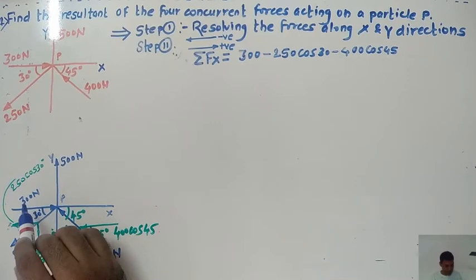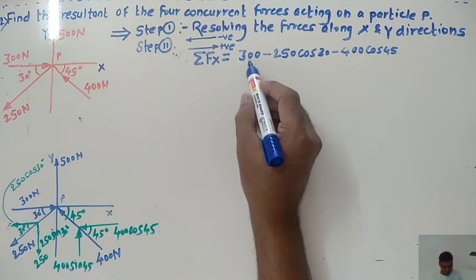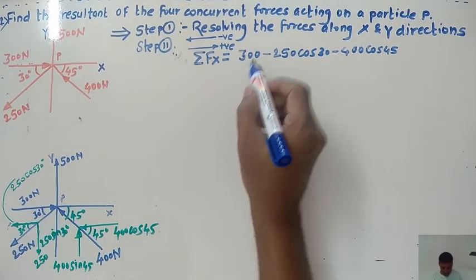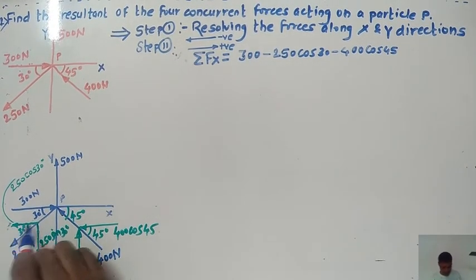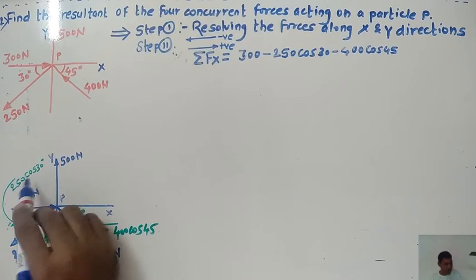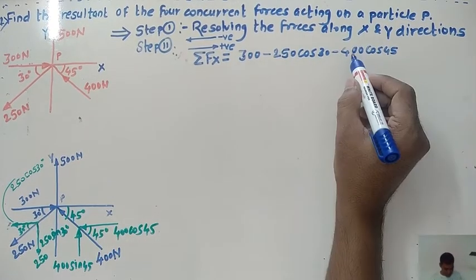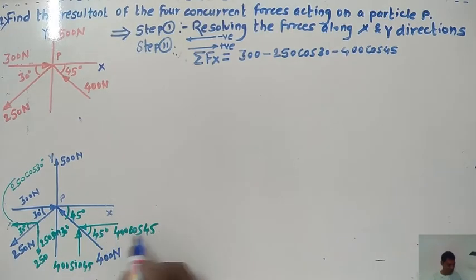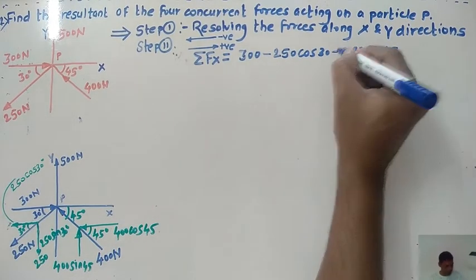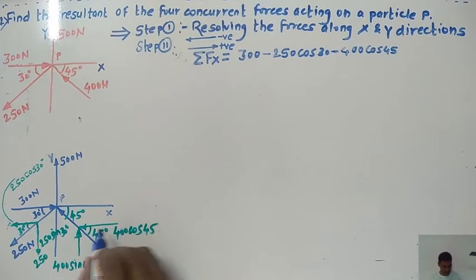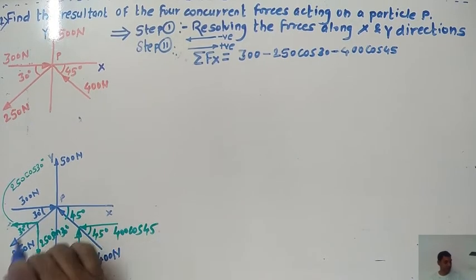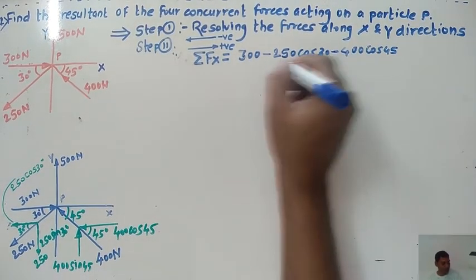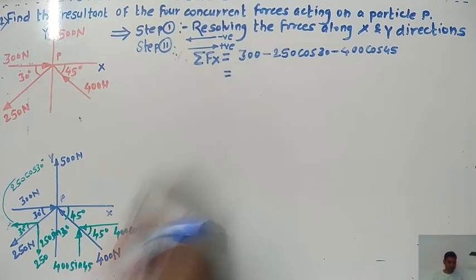Once again, make sure all the forces are considered. 300 is here, that runs towards the right side. Next one is running towards the left side whose magnitude is 250 cos of 30. Apart from this, one more force whose magnitude is 400 cos of 45. You should give the negative sign for this one because this force is running towards the negative side of the x-axis. Once all the forces are written here, then do the calculations.